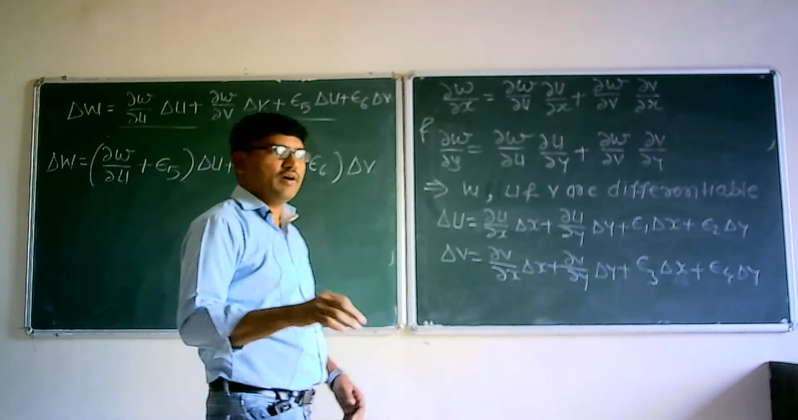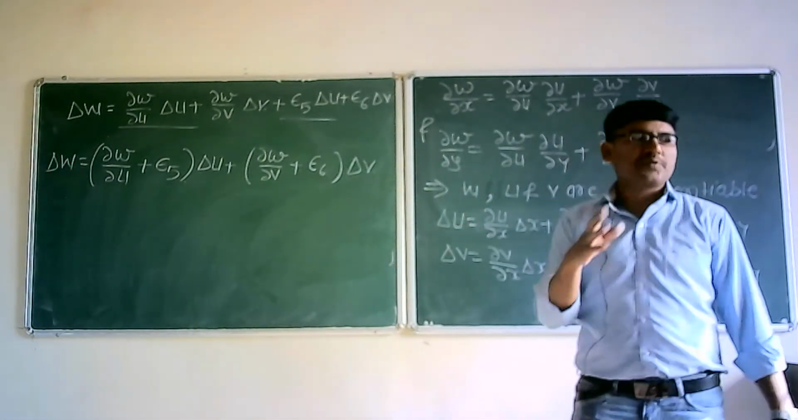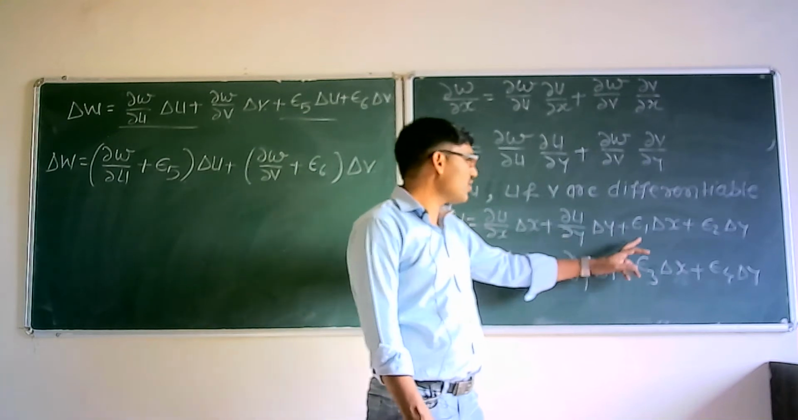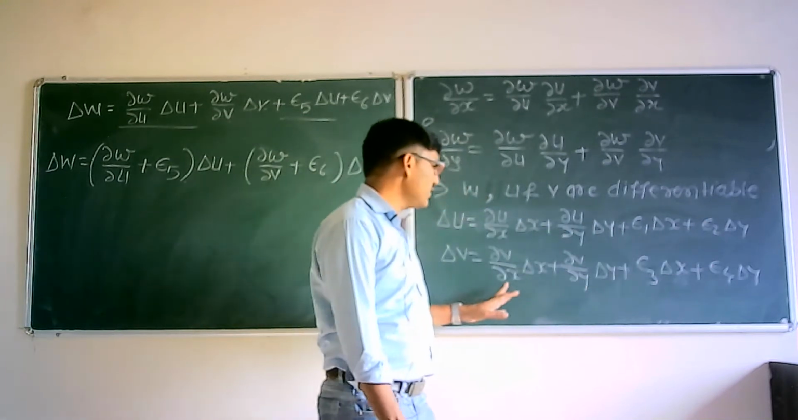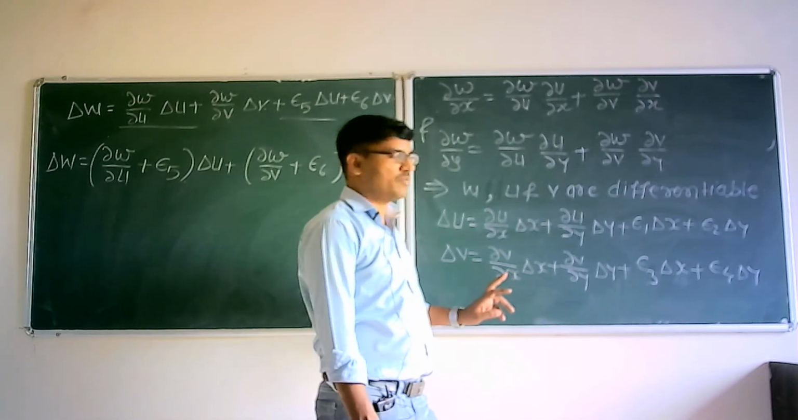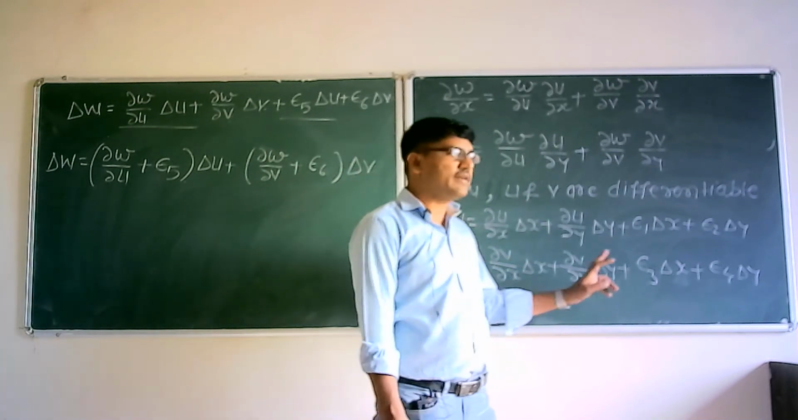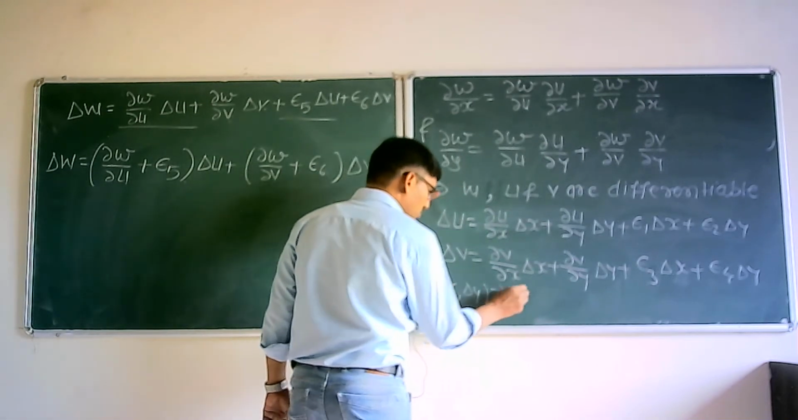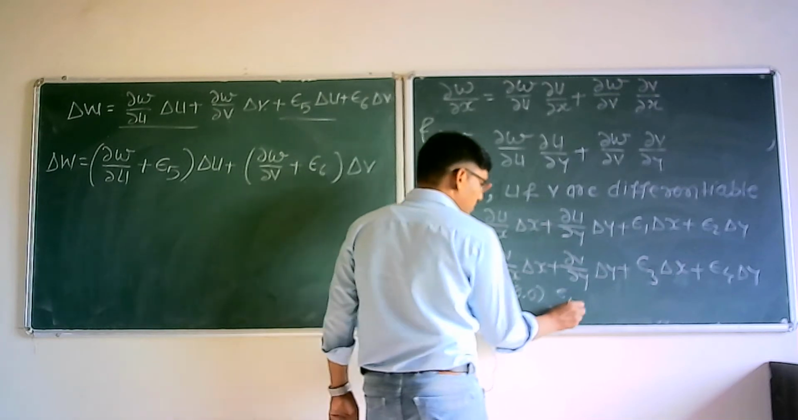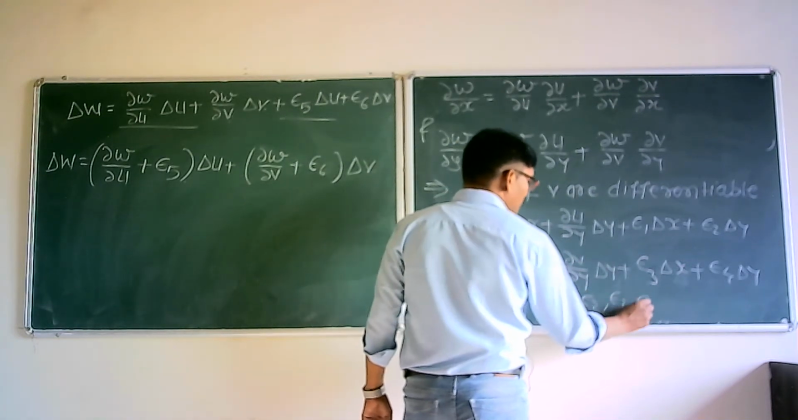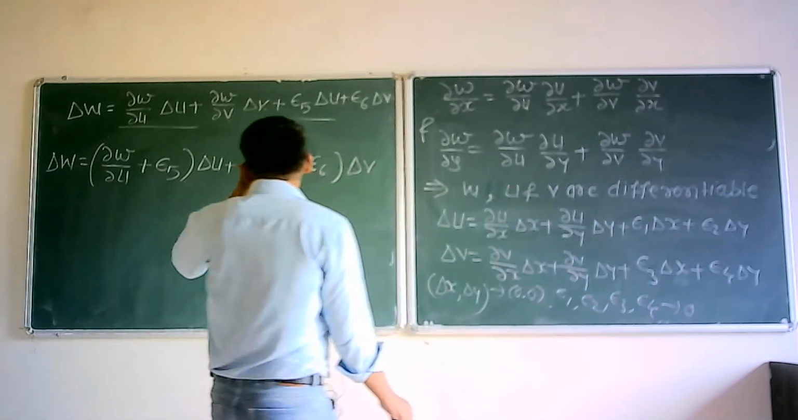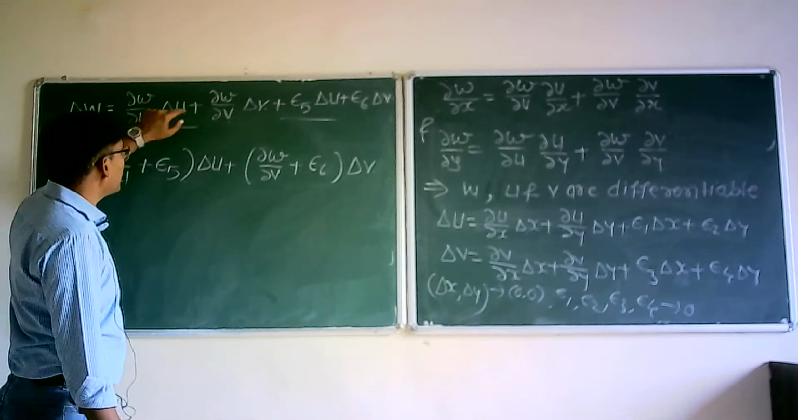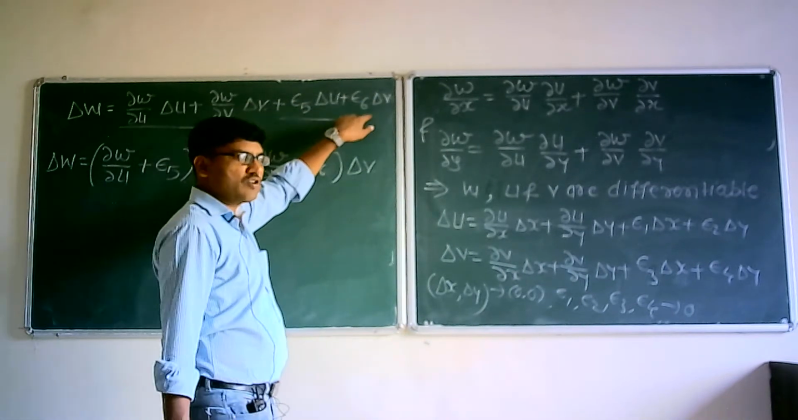Now since u is a differentiable function of x and y, this implies that as delta x, delta y tends to 0, epsilon 1 and epsilon 2 tend to 0. Similarly, v is also a differentiable function of x and y, which implies that as delta x, delta y tends to 0, epsilon 3 and epsilon 4 tend to 0. And w is a differentiable function of u and v, which implies that as delta u, delta v tends to 0, epsilon 5 and epsilon 6 tend to 0.